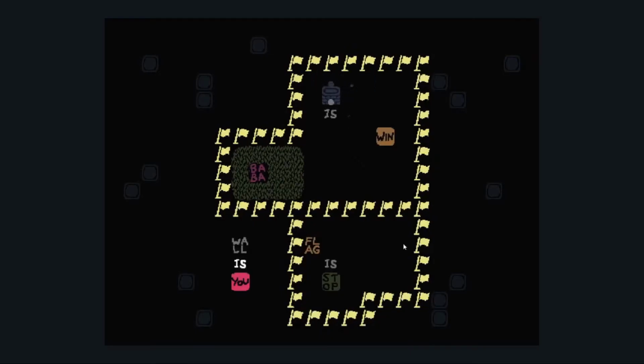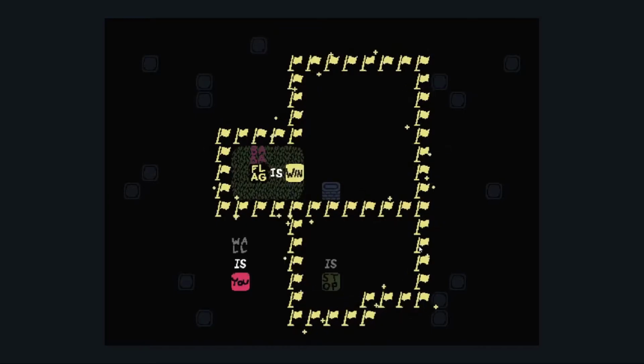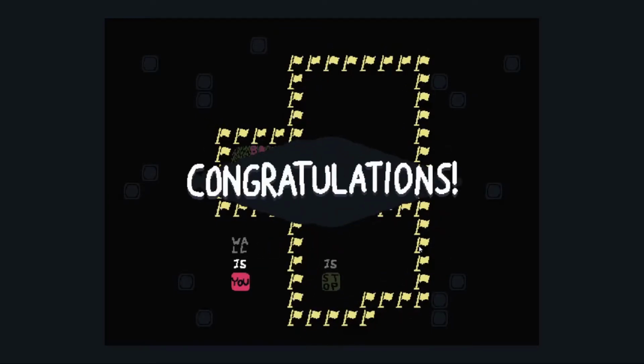But if we bring this over here to Baba Is Win, you know the solution to the last puzzle, we quickly realize that there's no little sheep dude anywhere in the level, so it's impossible to win. But if we bring the flag text over here, flag becomes win, and we can walk into flag, and we can win the level.